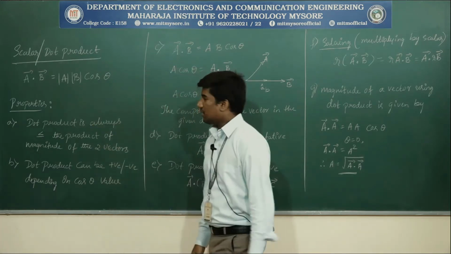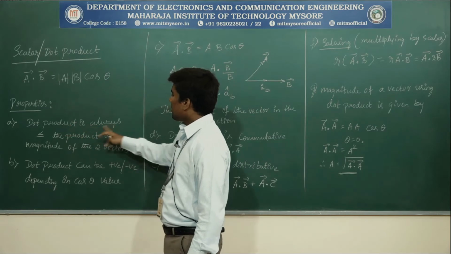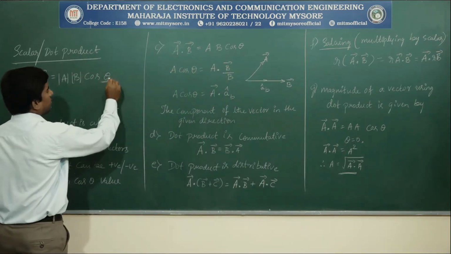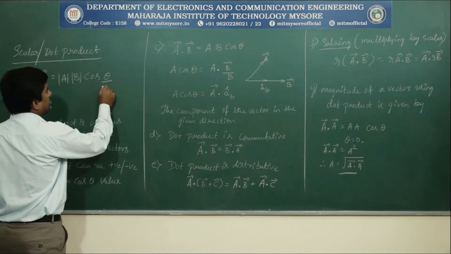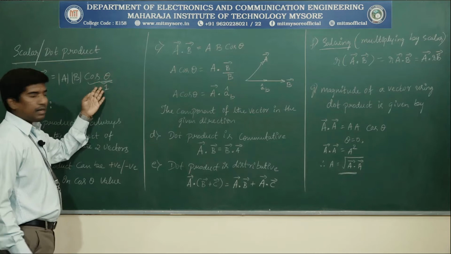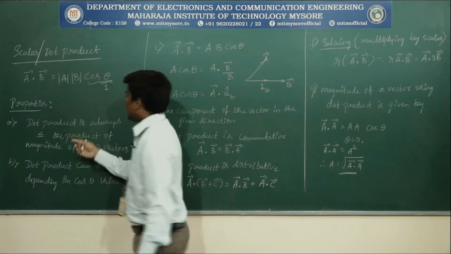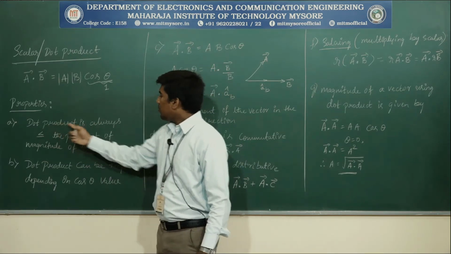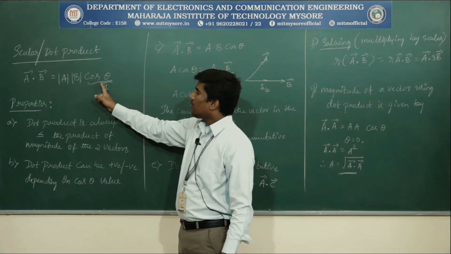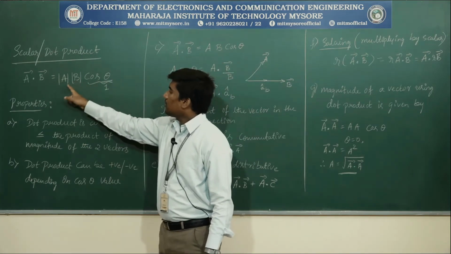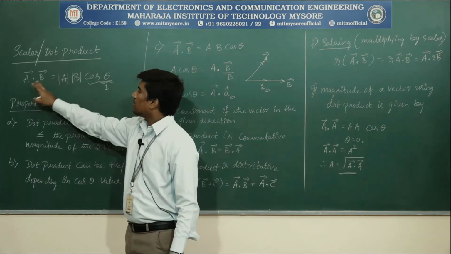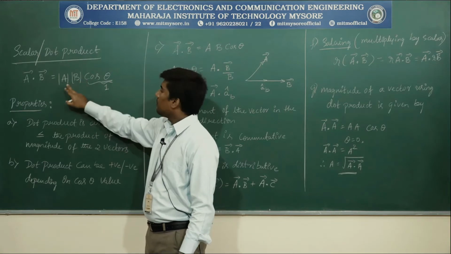Now coming to the properties of the dot product, look at this first property. The dot product is always less than or equal to the product of the magnitudes of the two vectors. What is the maximum value that cos theta can have? The maximum value of cos theta is equal to 1. We cannot expect the cos theta value to be greater than 1, so the product cannot go beyond this. Hence the dot product is always less than or equal to the product of the magnitudes of the two vectors.